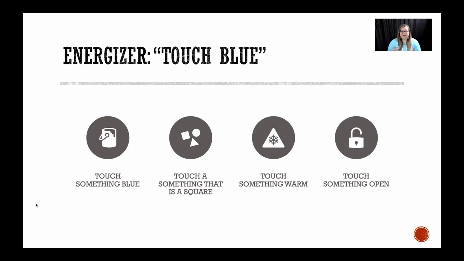Before we get started, let's have a little bit of an energizer. Sometimes working online, we need that extra boost. If you could please touch something blue around you, touch something that is a square around you, touch something that is warm around you, and touch something that is open. Thank you for taking a moment to do that.